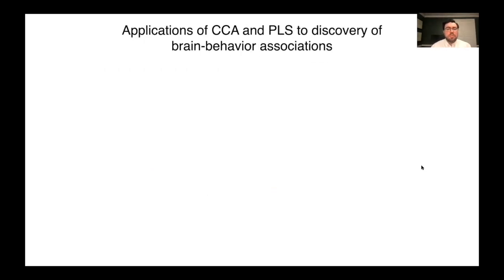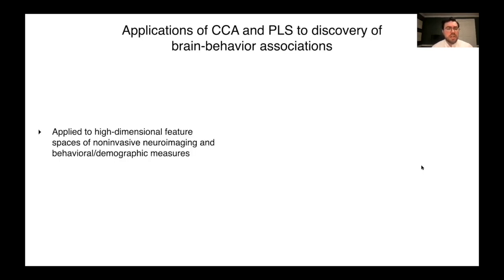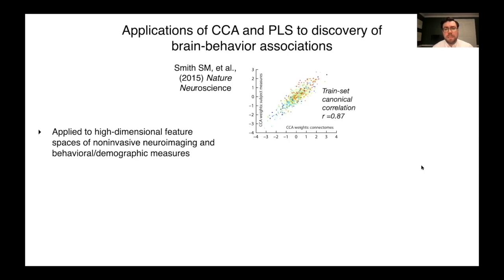So these two approaches of CCA and PLS have been applied to discover brain behavior associations recently in large population neuroimaging data sets. And the paper that really kicked off this trend is by Smith et al. 2015 in Nature Neuroscience, that was examining data as part of the Human Connectome project. And here they were analyzing the relationship between resting state functional connectivity measures and behavioral measures.